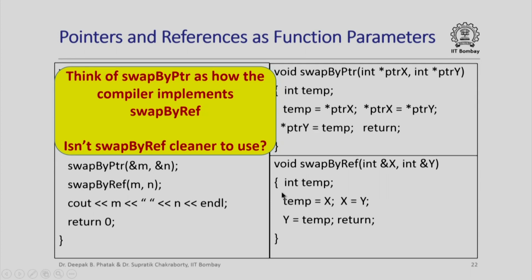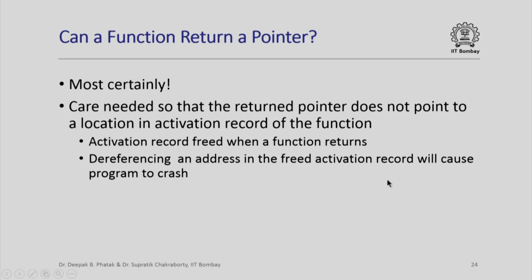the compiler implements swap by ref, because in swap by ref, this function needs to have access to the variables of main, but the only way to give access to the variables of main is to pass pointers to them, so that we know exactly which memory locations we are talking about in the activation record of main. So swap by pointer can be thought of as how the compiler implements swap by ref, but of course swap by ref is much cleaner to use. We don't have all of those stars, we can just treat the parameters as the local variables of this function. Now, can a function return a pointer?